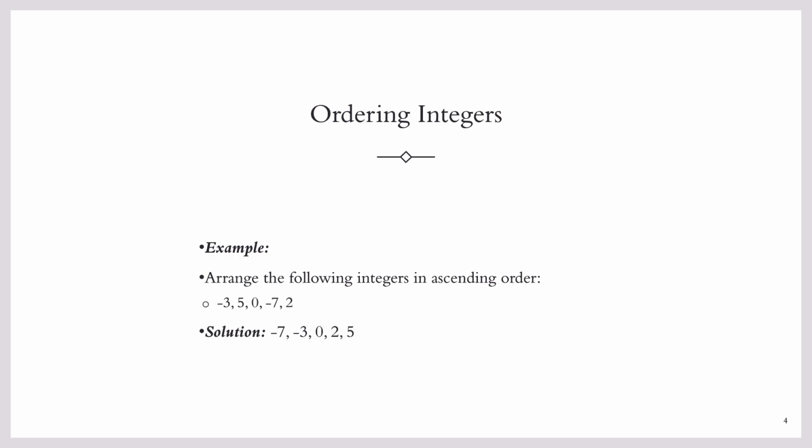So 2 is going to be just before 5. We arrange them accordingly, where -7 is the smallest number and goes to the leftmost side of the answer. Then we have -3, then 0, then 2, and then 5. Similarly, if we were to do it in descending order, we would just reverse the sequence. It would go 5, 2, 0, -3, and -7. But that would be only in the case of descending order.